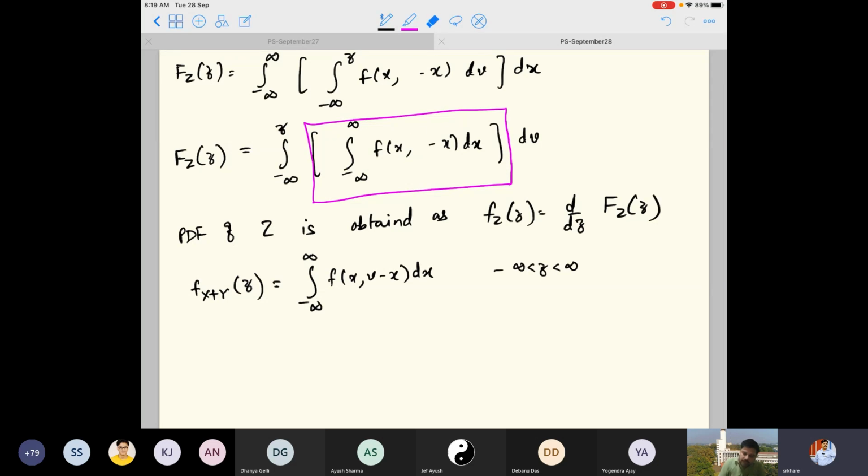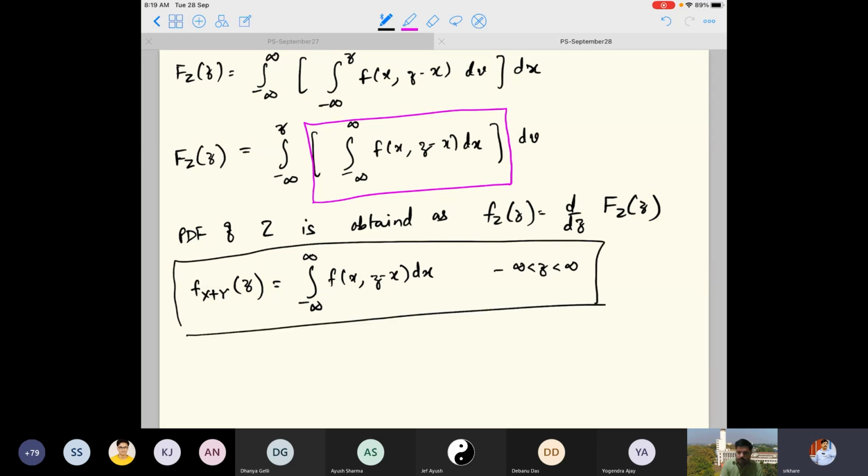Sorry, I made a mistake. When you do substitution, this y is actually z minus x. So this z is coming here, z minus x. So this is the PDF of Z. This is exactly the same thing that you got. So this is that convolution integral.